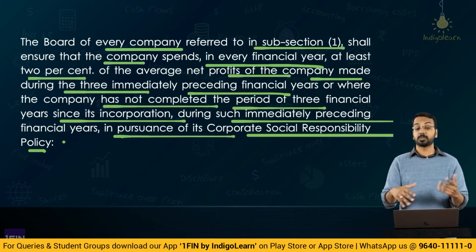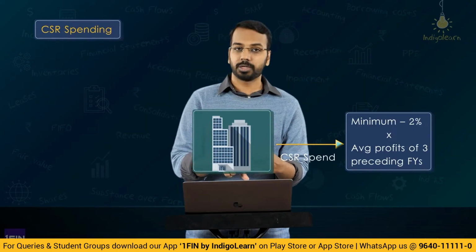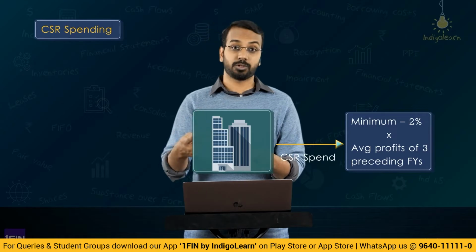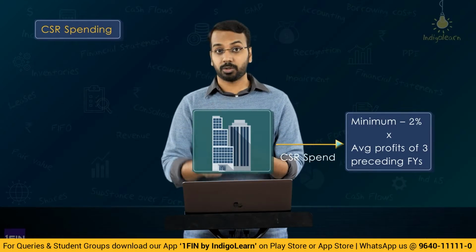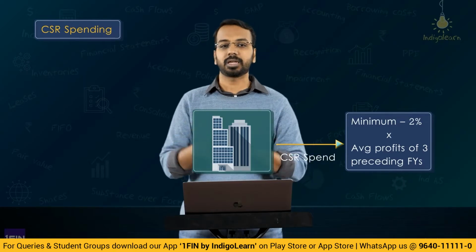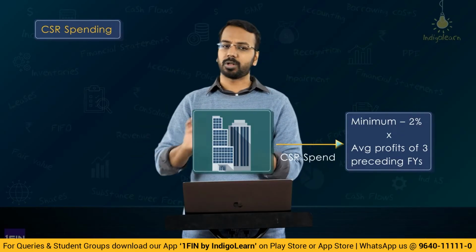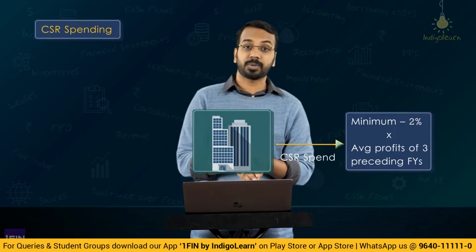The spending requirement is if I am a company where either my turnover is meeting the criteria which is 1000 crores, my net worth which is 500 crores or my net profit which is 5 crores, because of any of these reasons I fulfill the criteria. Once I fulfill the criteria, I will form a committee, the committee will form CSR policy and all of that. How much amount should be spent?